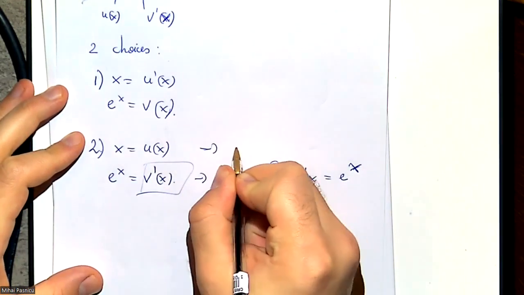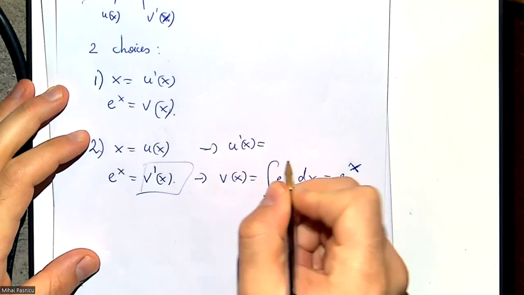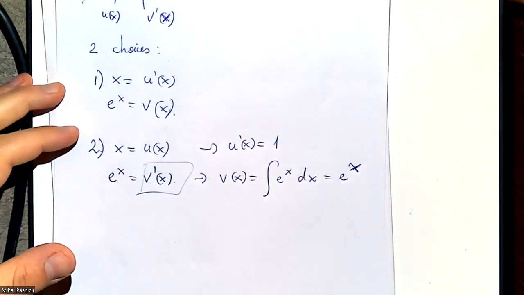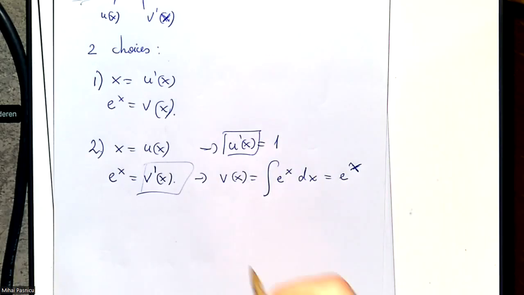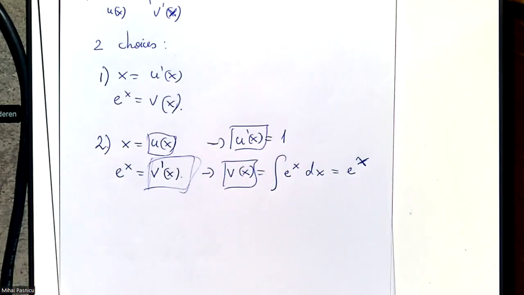Now, if u of x is equal to x, u prime of x is equal to 1. Okay, so now we have all our elements: u prime of x, v prime of x, and u of x. So I can apply integration by parts. Let's just apply it.